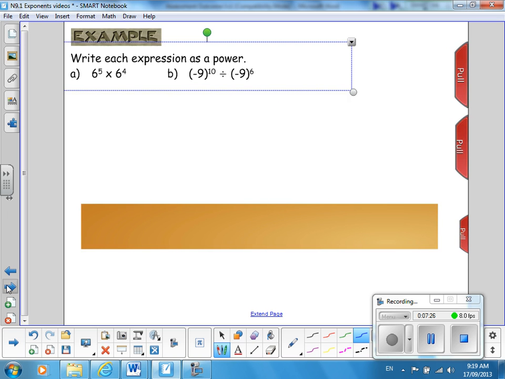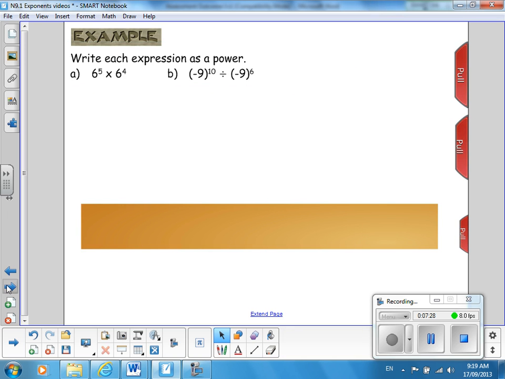So let's try a couple. Let's look at the first one here. 6 to the exponent 5 times 6 to the exponent 4. These are same bases. They're both base 6. They are being multiplied, so we can just add the exponents. And our answer is 6 to the exponent 9.